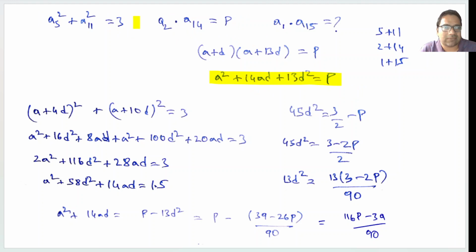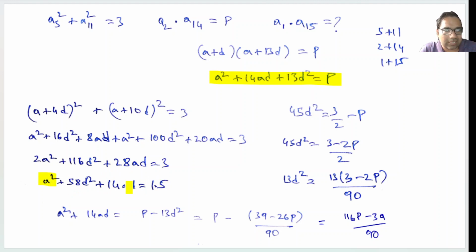Let us see what we get from this one. This is (A plus 4D) whole square plus (A plus 10D) whole square equals 3. If you open these brackets, A square plus 16D square plus 2 fours 8AD, plus A square plus 100D square plus 2 tens 20AD equals 3. So A square plus A square is 2A square, 16D square plus 100D square is 116D square, and 8AD plus 20AD is 28AD, equals 3. Dividing by 2: A square plus 58D square plus 14AD equals 3 by 2, which is 1.5.